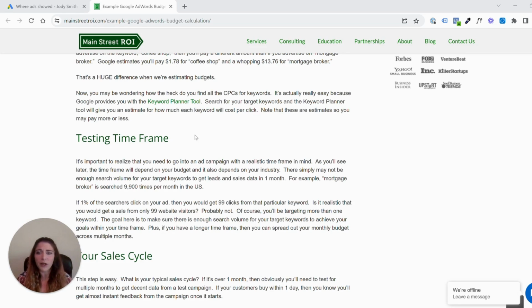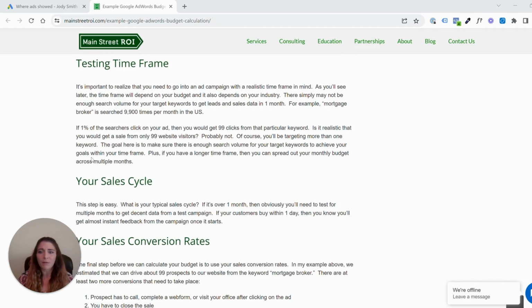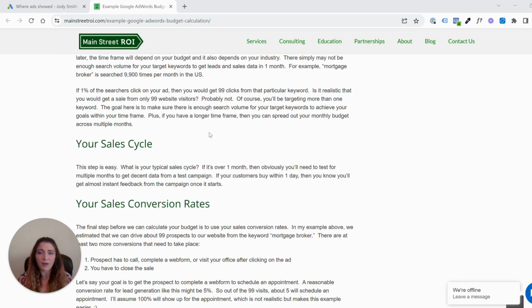For example, a mortgage broker is an example here in this article. Then you could be searched for 9,900 times in a month anywhere around the US. So if 1% of those searchers clicked on your ad, then you can get 99 clicks from that specific keyword. So is it realistic that all of those clicks will turn into engaged website visitors that are going to convert into a sale? That's not likely. So you have to have a longer time frame and spread out your monthly budget across several months.